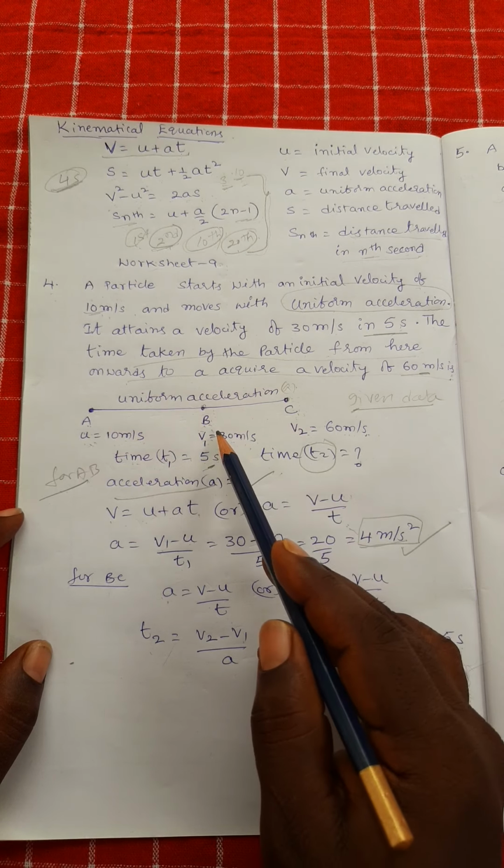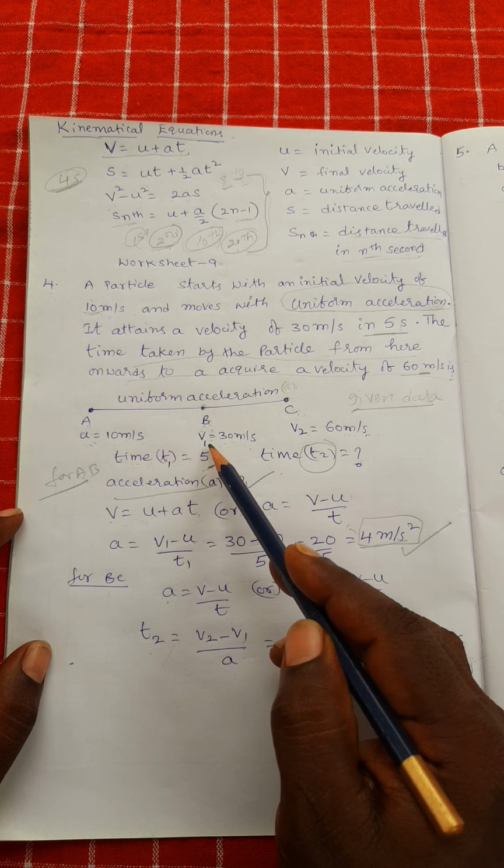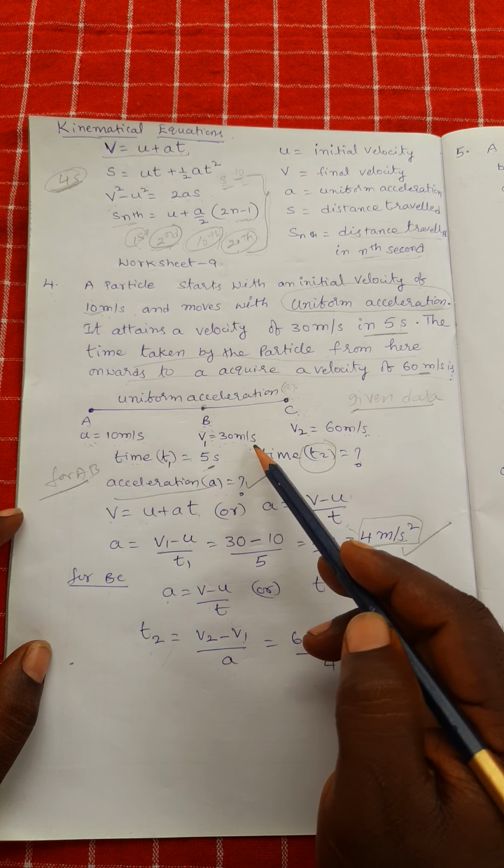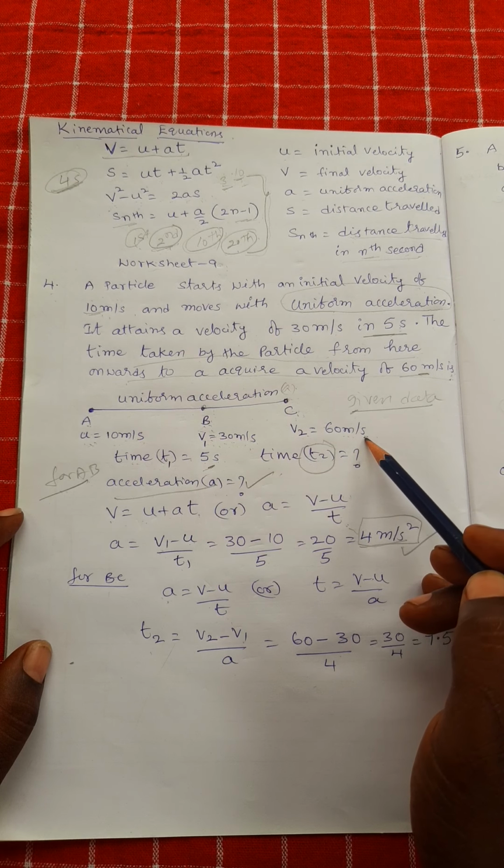For the BC case, the velocity at B is 30 meter per second, but the velocity at C is 60 meter per second.